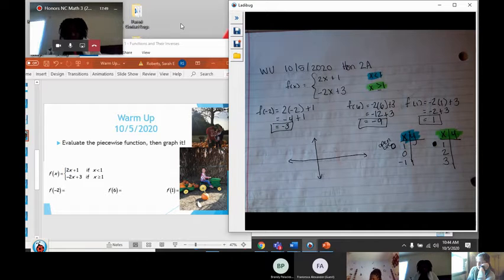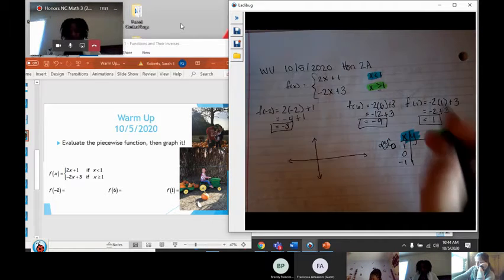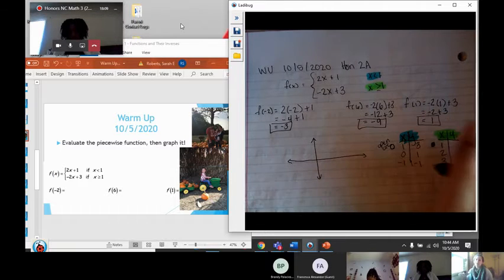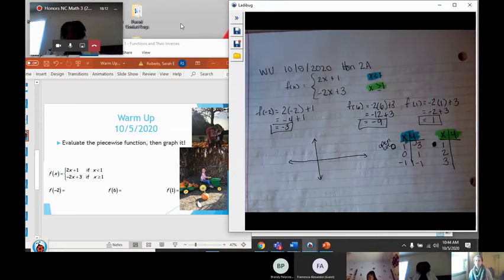The first one is going to be 3. The second one is going to be 1. And the last one is going to be -1. Perfect. Does anybody have questions about how Aaron solved each of those? Because we didn't write it out.